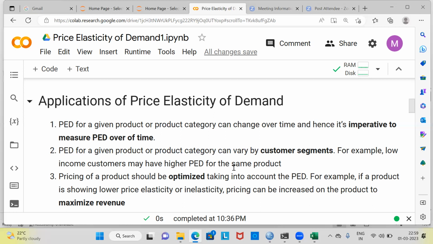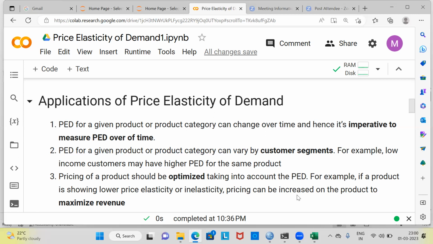For example, if a product is showing lower price elasticity or is simply inelastic, pricing can be increased on the product to maximize revenue. What we are trying to say in this point is, how do you evaluate what is the optimal price of a particular product? You may say that for a particular Bluetooth speaker, you want to price it at X dollars. How do you arrive at that number X?